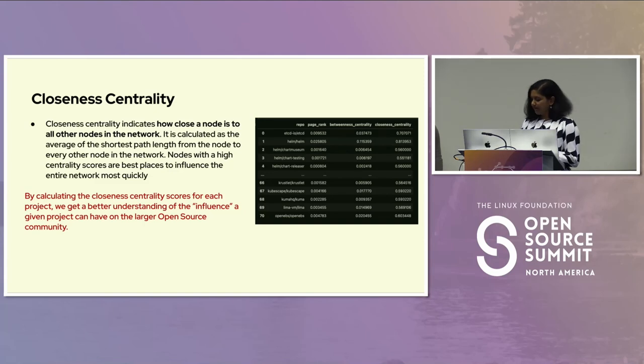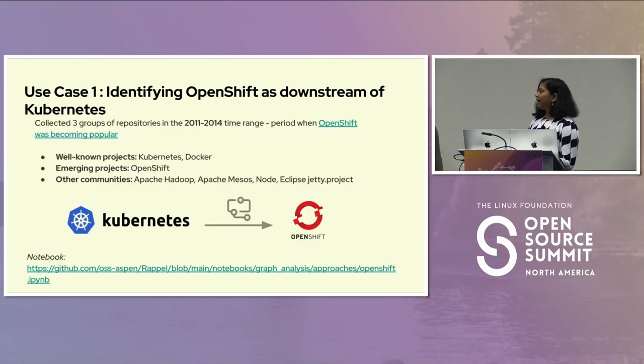Now let's actually apply these algorithms to real world scenarios. We looked at two different use cases. The first use case was trying to identify OpenShift, which most of you might be familiar with or at least have heard of. It's Red Hat's enterprise Kubernetes container platform product, and it emerged as a downstream of the widely known Kubernetes project, which emerged during the time period of 2011 to 2014.